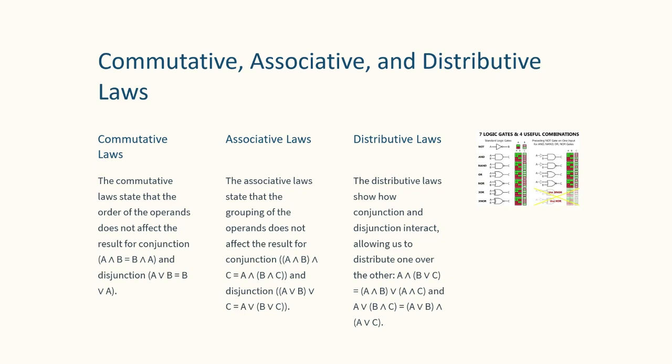Distributive laws. The distributive laws show how conjunction and disjunction interact, allowing us to distribute one over the other. A and (B or C) is equal to (A and B) or (A and C), and A or (B and C) is equal to (A or B) and (A or C).